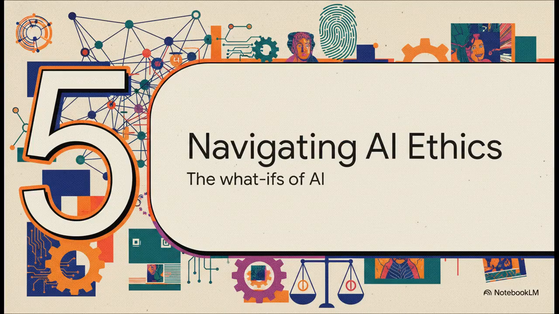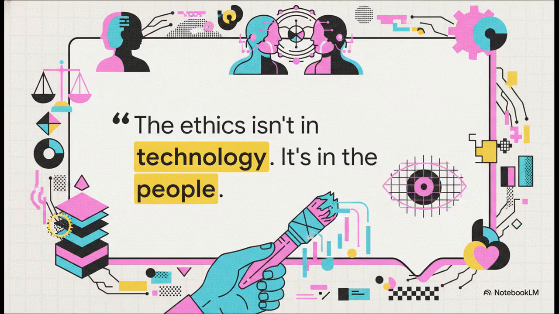And finally, Section 5, Navigating AI Ethics, the what-ifs of AI generation. The rapid rise of these incredibly powerful visual tools brings us to our final, and honestly, arguably most complex topic for this explainer. We're going to neutrally lay out the facts as reported by industry observers regarding the current debates around AI generation. And this quote sets a fascinating baseline for the whole discussion. The ethics isn't in technology, it's in the people.